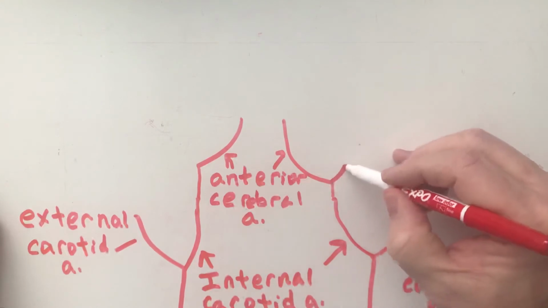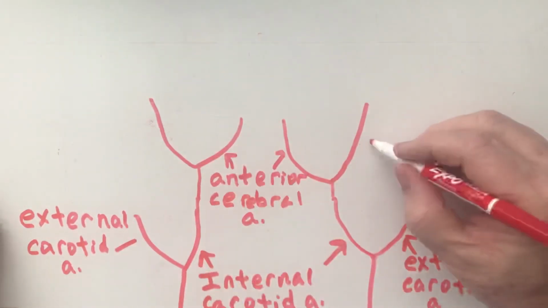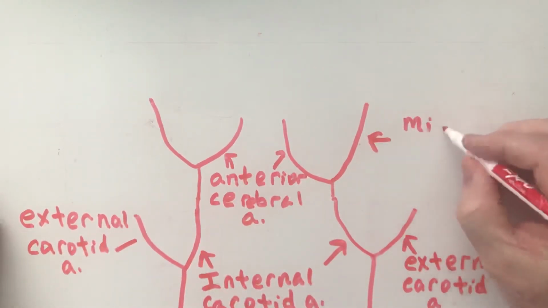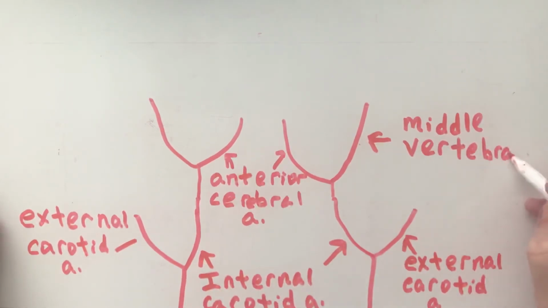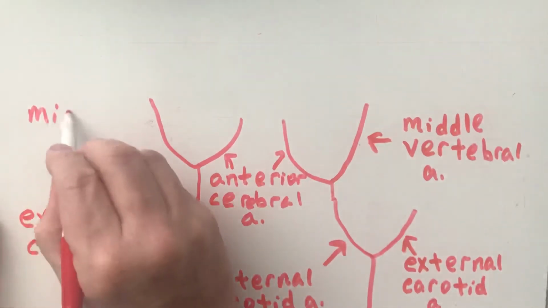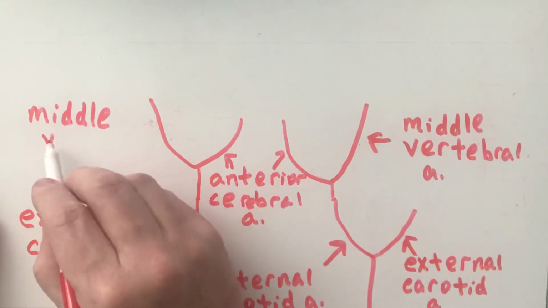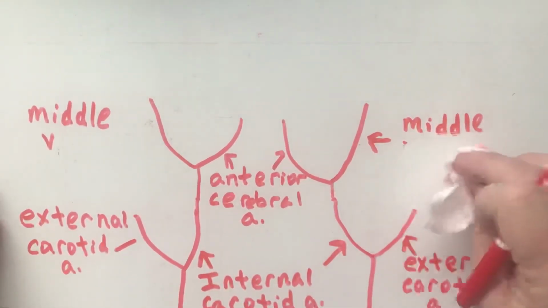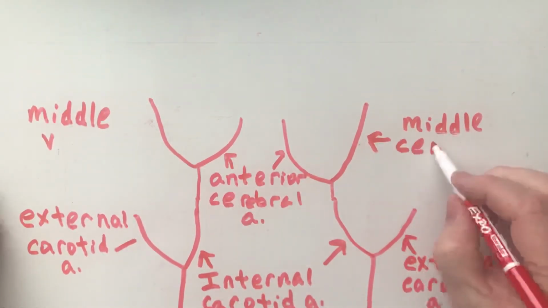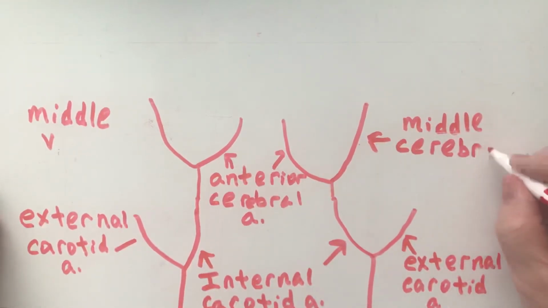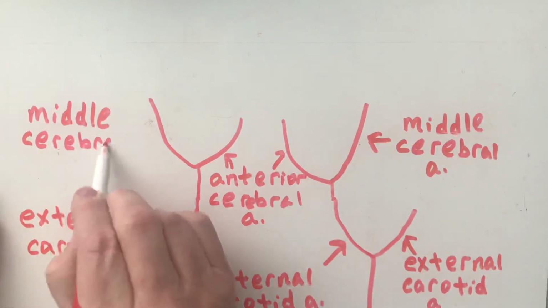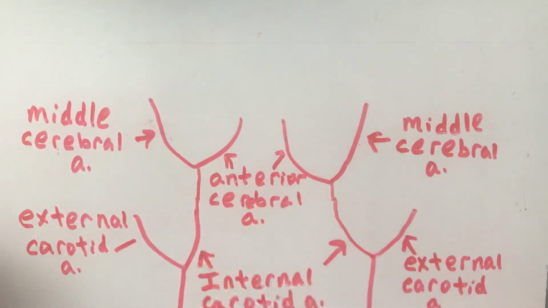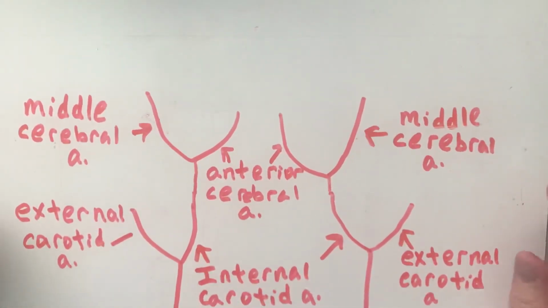And then these are going to be my middle cerebral artery. Okay, the middle cerebral artery and the middle cerebral artery. Okay, and that's going to be those there. All right, and so that's basically the arteries of the neck that we're going to be talking about.